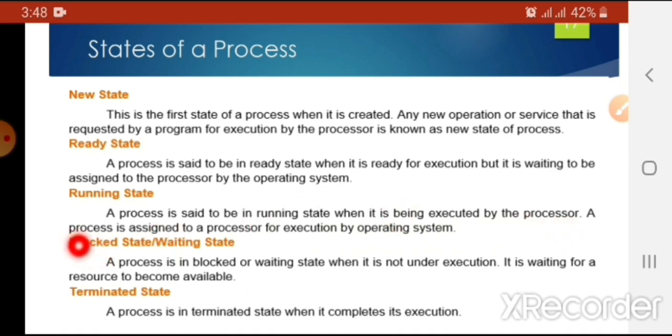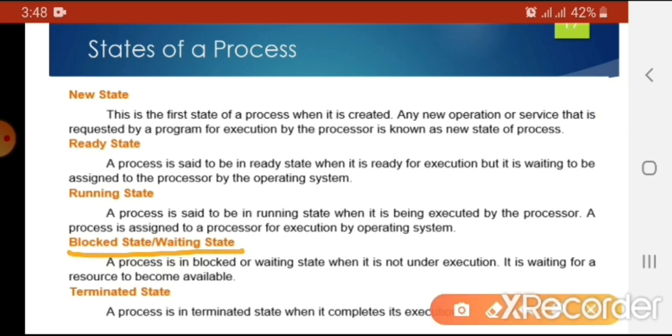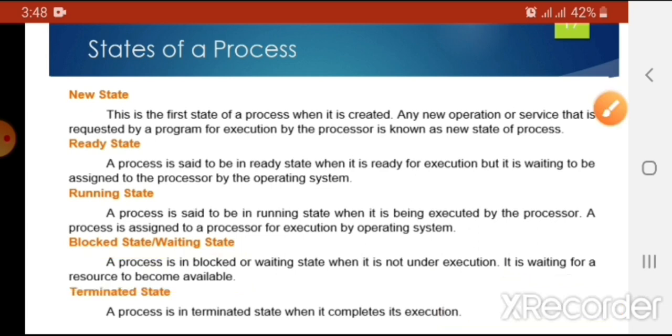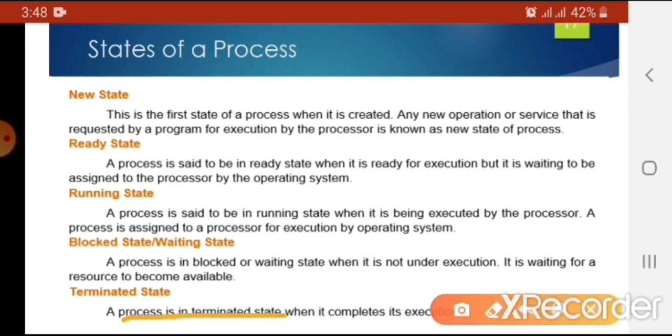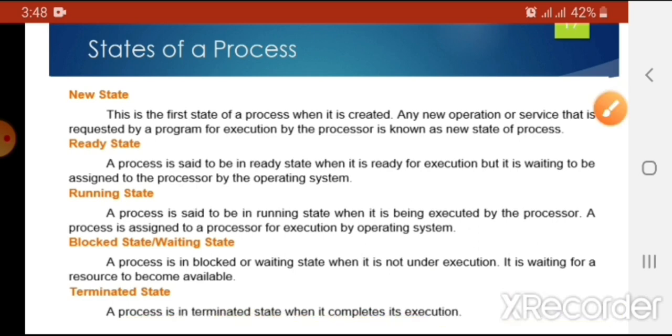The blocked state, or waiting state, as we have discussed earlier, is also known as the waiting state. A process is in the waiting state when it is not under execution and it may be waiting for some resources to become available, like a printer, or some commands from the keyboard, or any other devices. The last one is the terminated state. It means when the process completes its execution, the process now needs to be finished, so the process moves to the terminated state when it completes its execution.